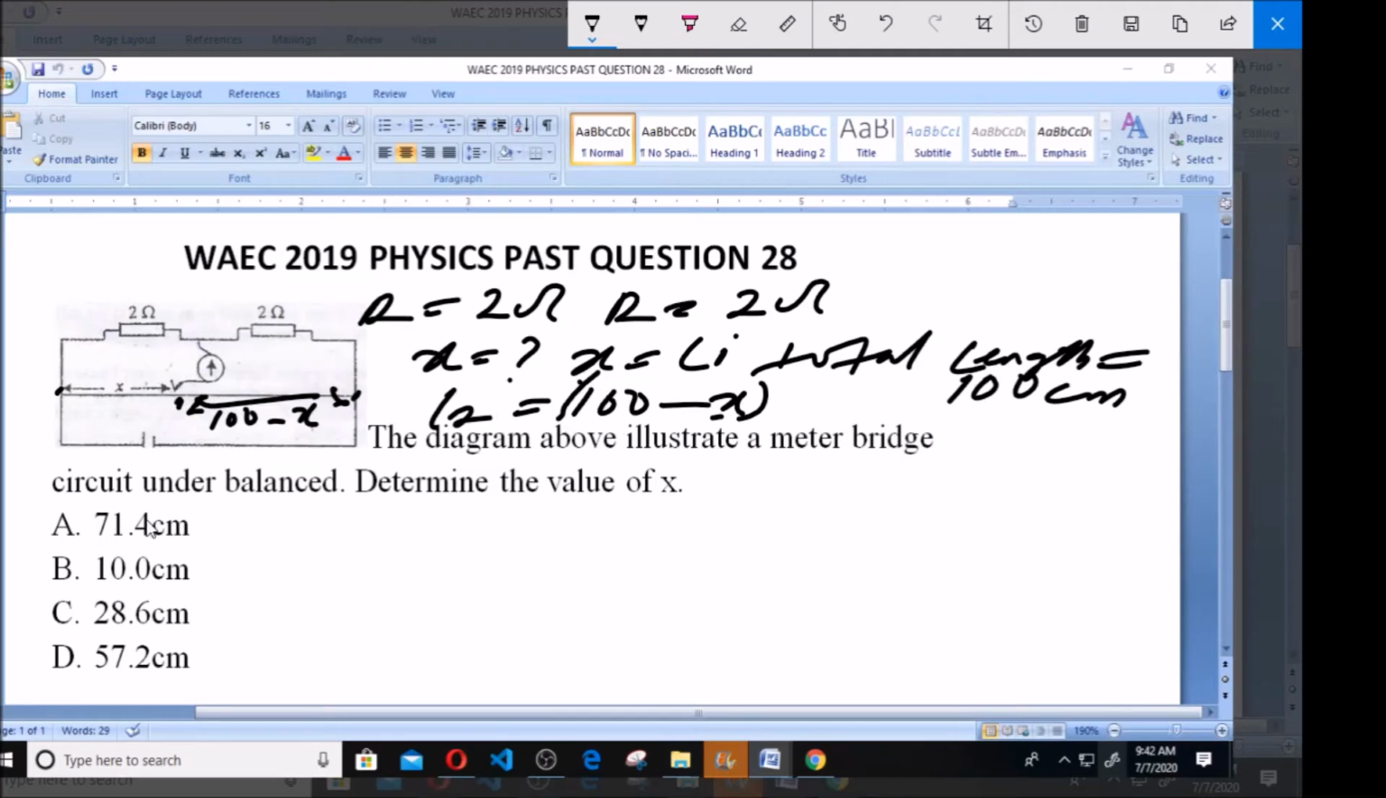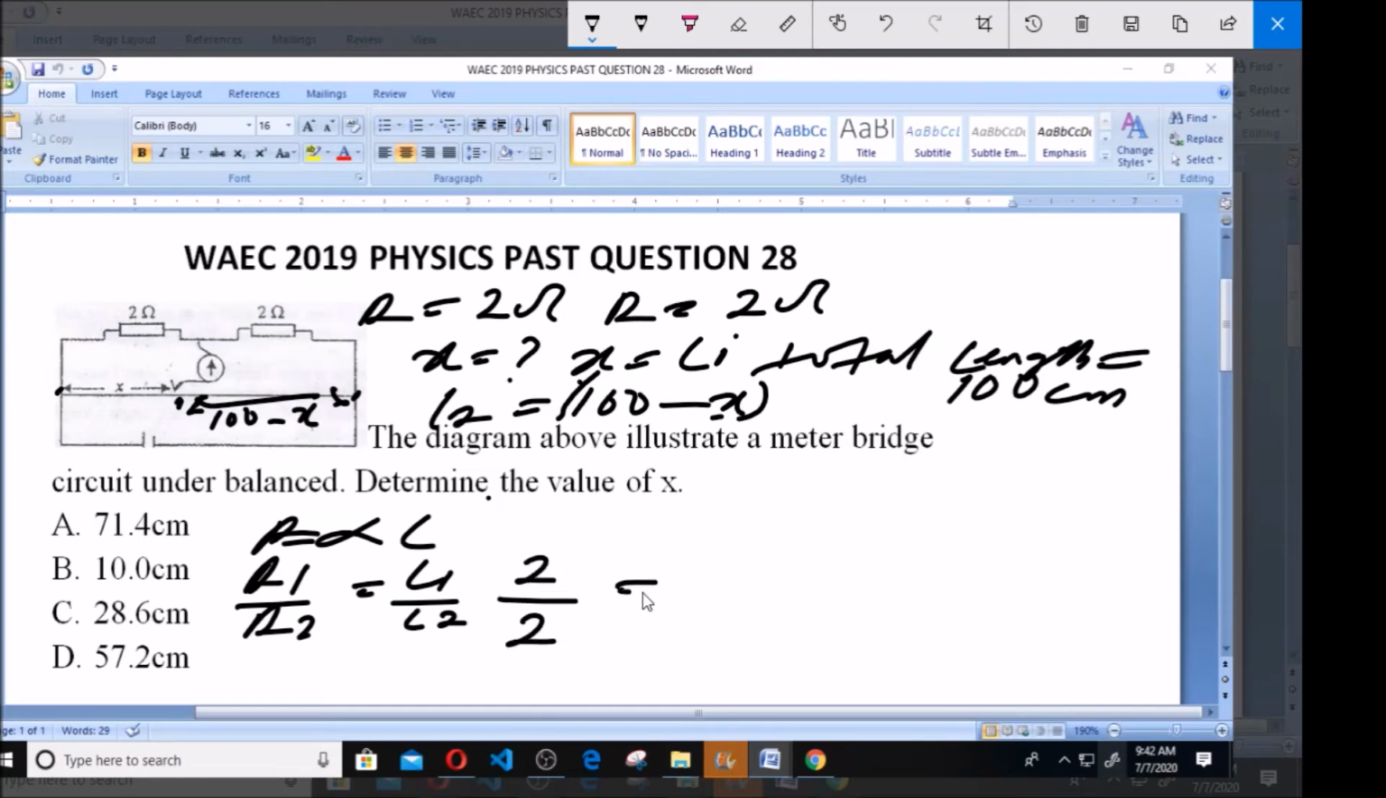Normally we have that the resistance of a wire is directly proportional to its length. R is directly proportional to L. So from there we can say R1 over R2 equals L1 over L2. Our R1 here would be 2. Our R2 is also 2. Our L1, like I said, is X, and L2 becomes 100 minus X.